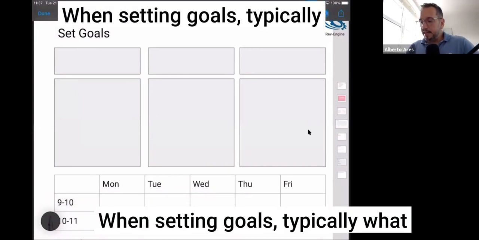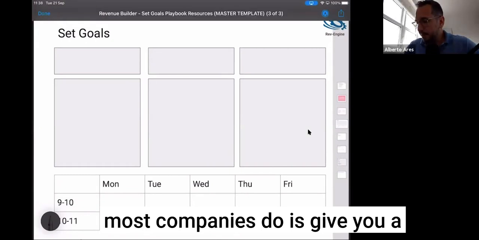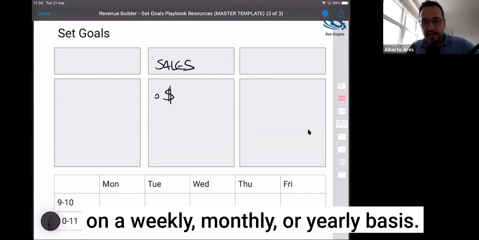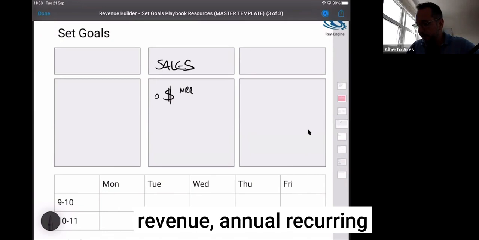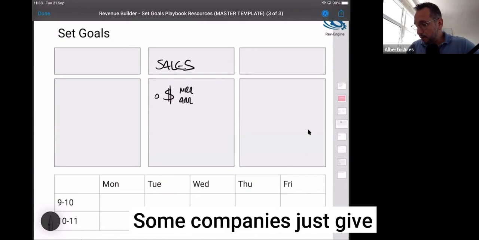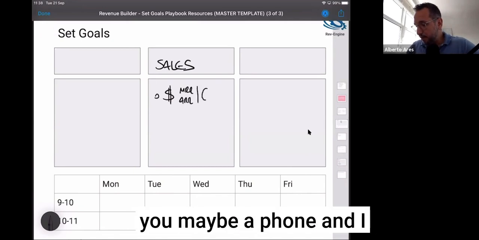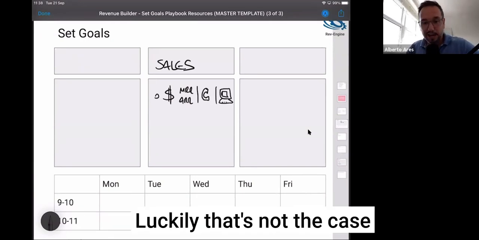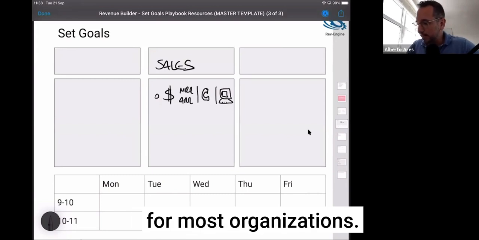When setting goals, typically what most companies do is give you a revenue number that you need to bring on a weekly, monthly, or yearly basis. It could be monthly recurring revenue, annual recurring revenue, whatever it may be. Some companies just give you maybe a phone and a computer, and off you go. They don't give you anything else, right? Luckily, that's not the case for most organizations.